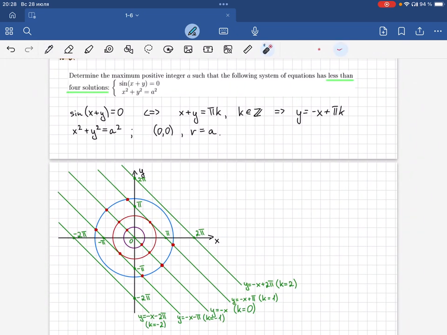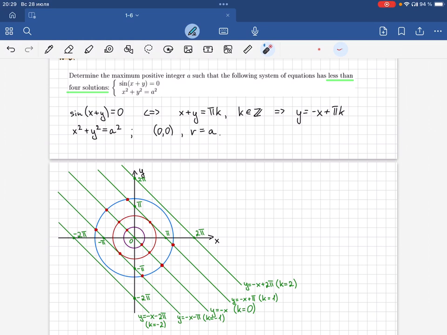First of all, let's say that we set a equals 0. In this case, we have a trivial solution that is just the point (0, 0), and it gives us only one solution, this particular point. By solutions here, I mean the intersection of our circle and these green straight lines. Here we have one intersection. This is one solution.